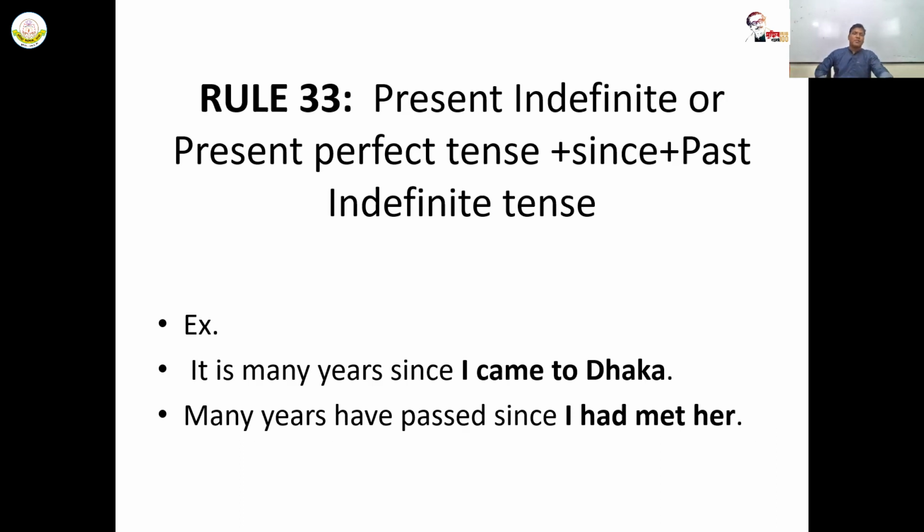For example, it is many years since I came to Dhaka. Now here is the since, and the first part, it is many years, is the present indefinite, and the other part, I came to Dhaka, is past indefinite. Another, many years have passed since I met her. So you have to keep that in mind.